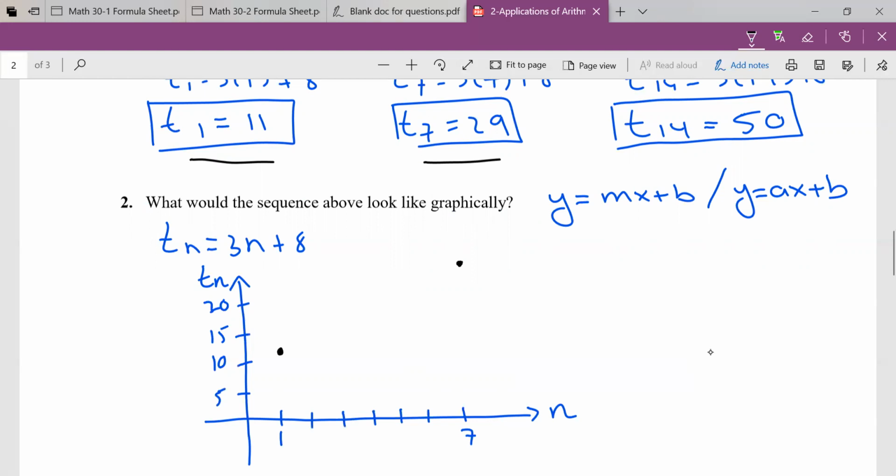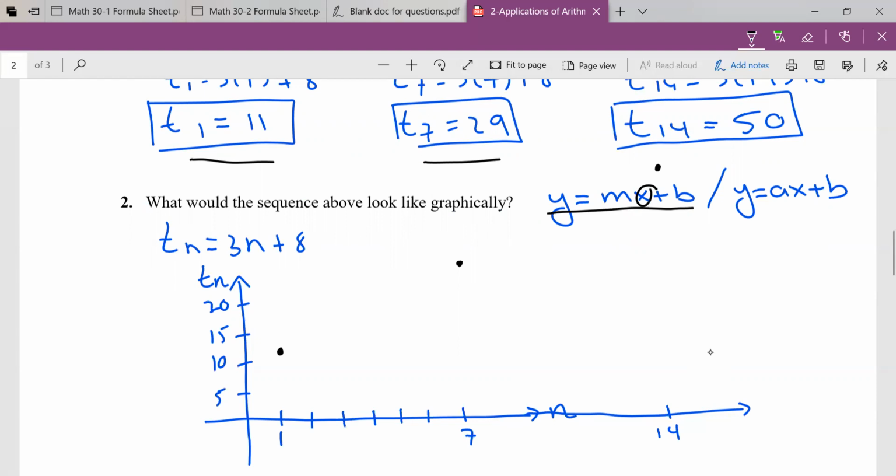And T14, well, I should have extended my axis a little bit further, shouldn't I? Let's say it's somewhere out here. There's 14. Well, T14 is at 50. It's going to be way up here. Now, I've plotted my points. No big deal, right? In grade 10, when we were dealing with slope-intercept form, we would always connect the points because it was a continuous function.